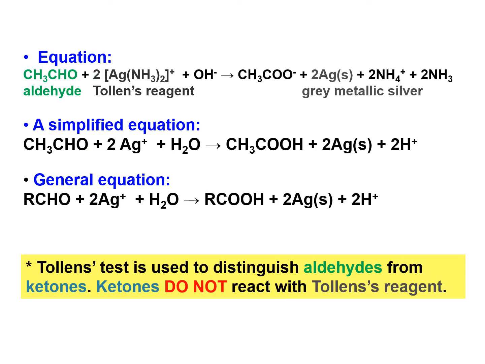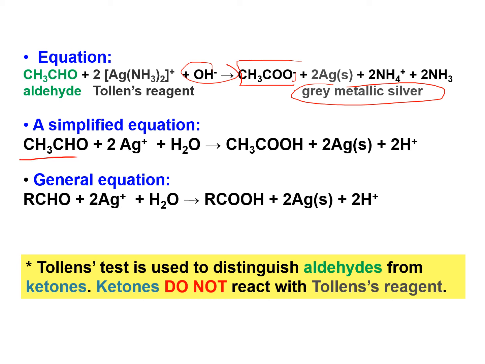So this is the equation. We have aldehyde reacting with Tollens reagent in a base. What is going to happen, it will form CH3COO- ion plus Ag. This Ag is the gray metallic silver, plus NH4+ plus NH3. So this is the real equation, and we just remember the simplified equation.